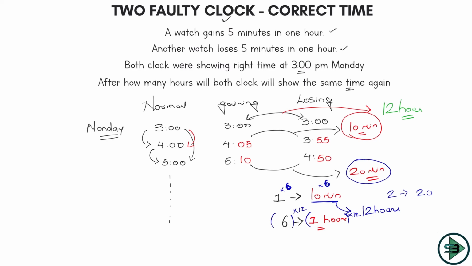So 12 into 6, this becomes what? 72. And this is 1 into 12, right? So 12 hours. So the difference between their timing is 12 hours in 72 hours. 72 hours means how many days? 24 into 3, which means in 3 days. So if they were showing the same time on Monday at 3 p.m., when will they again show the same time? 3 days. Tuesday, Wednesday, Thursday. So Thursday at 3, they will show the same time again.